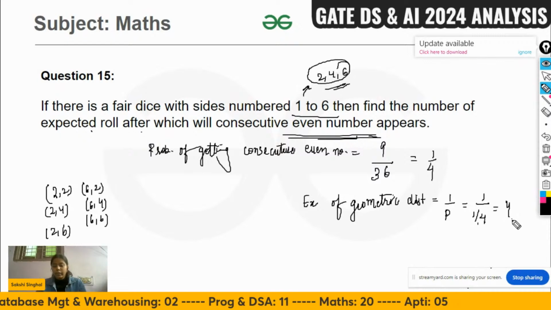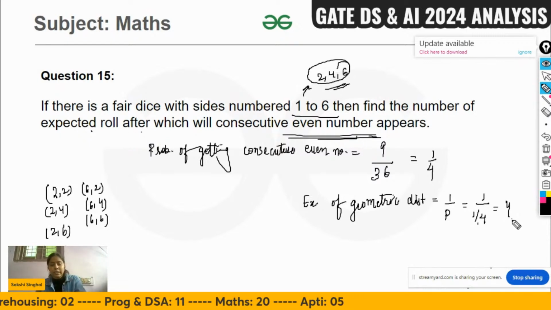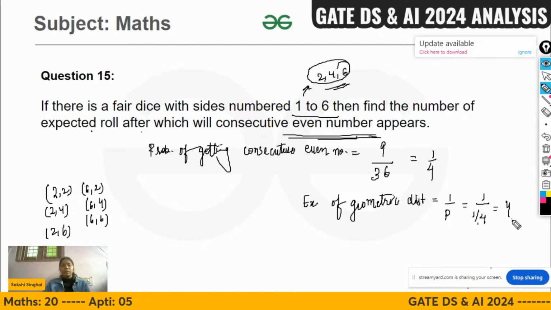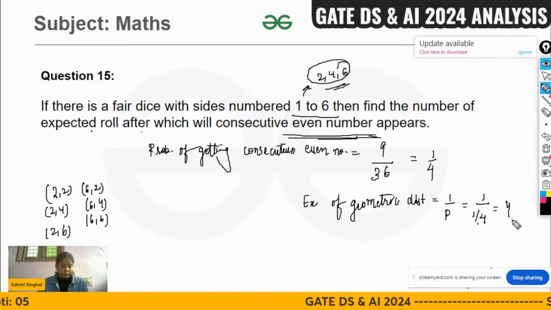So how many of you have done this question correct? I know that this question is a little bit tricky, but if you know geometric distribution, then you would easily solve it.